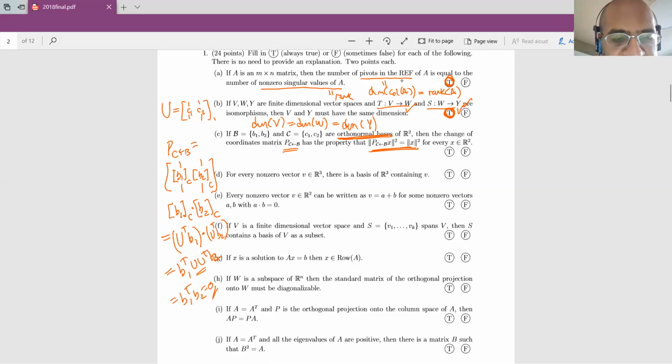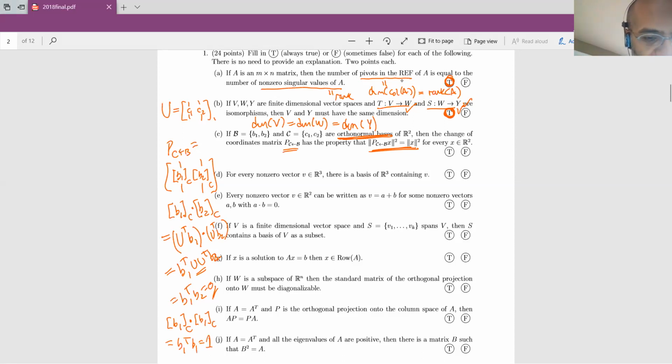Are they also unit vectors? How would I figure out if the columns of the change of coordinates matrix are unit vectors? Yes, because norms are preserved. The same argument shows that B1 in C coordinates dot B1 in C coordinates is B1 transpose B1, which is 1.